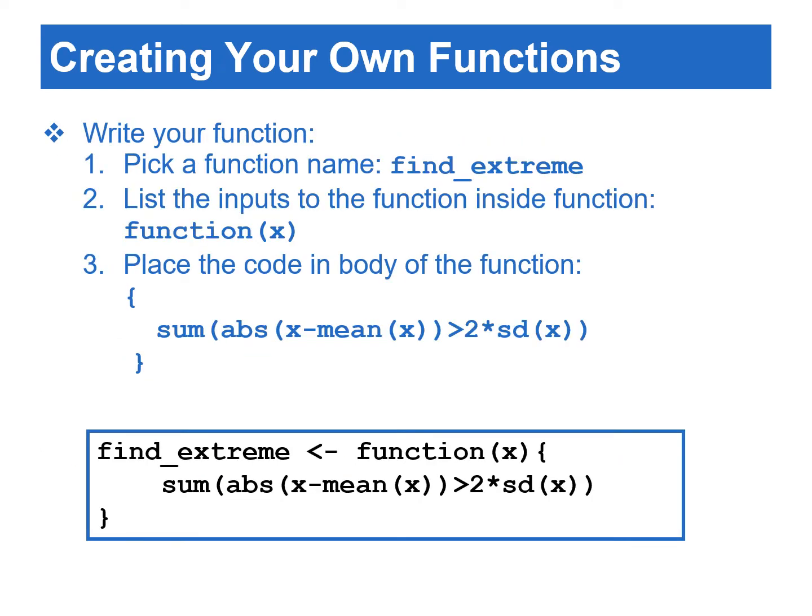Now, we have all the ingredients for writing a function for detecting extreme values. First, we need to choose a function name, such as findExtreme. Then we insert the parameter x within the parenthesis after the keyword function. Lastly, we need to enclose the function body within a pair of curly brackets.